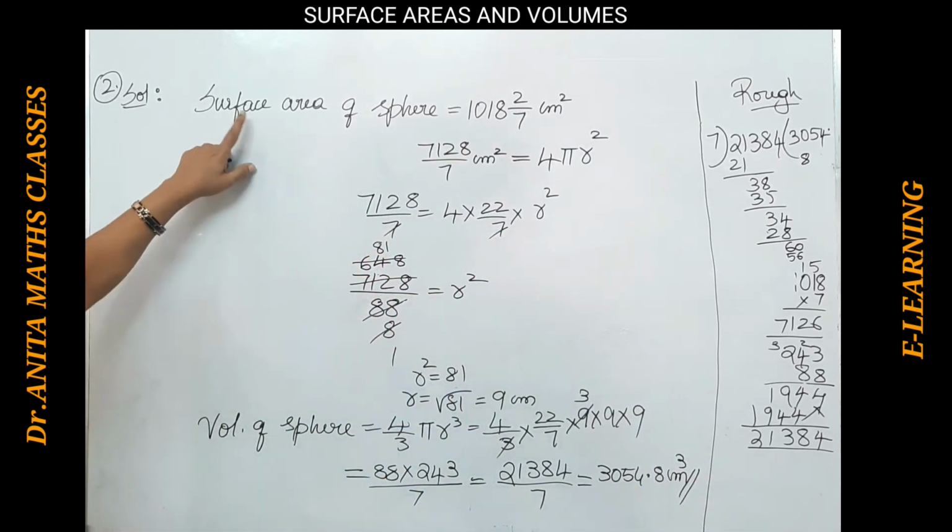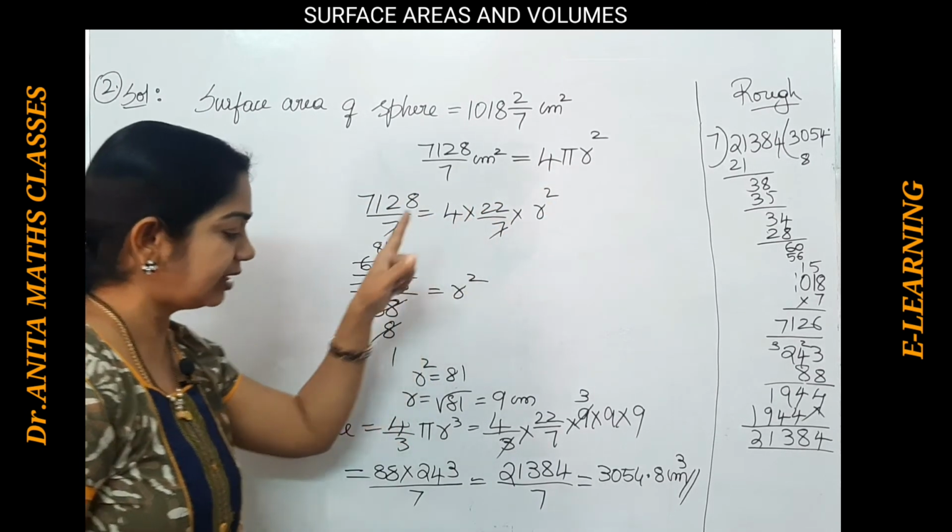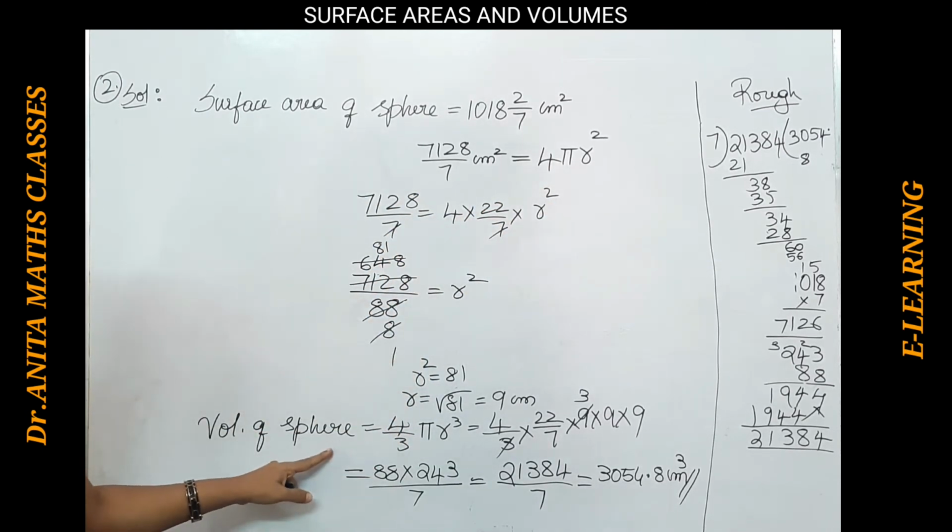So what we have done? From the surface area of this sphere, I have calculated the radius. That radius I have substituted in the volume.